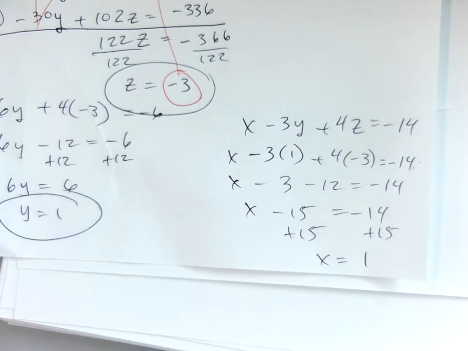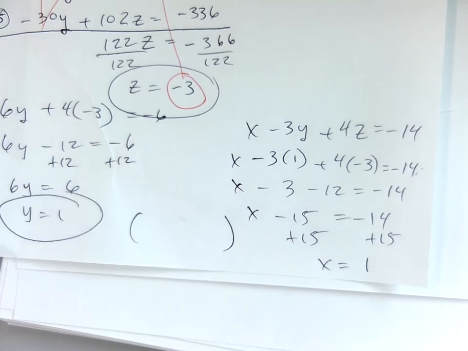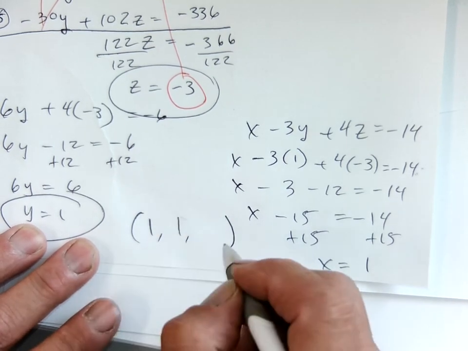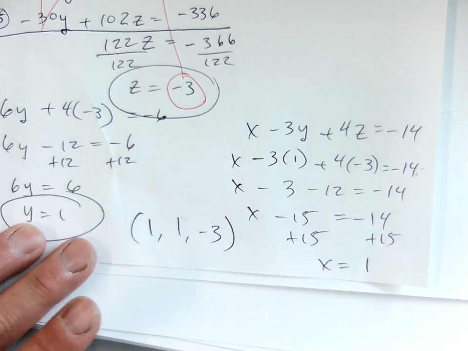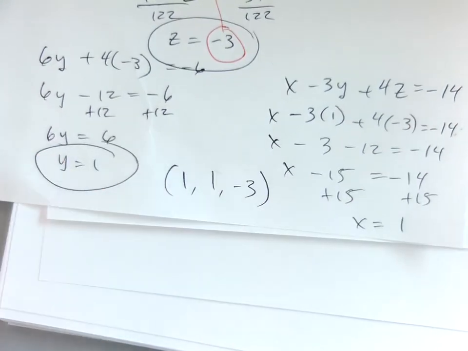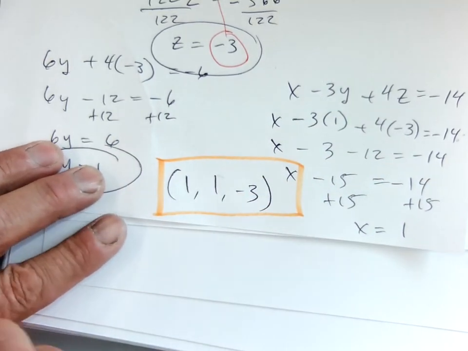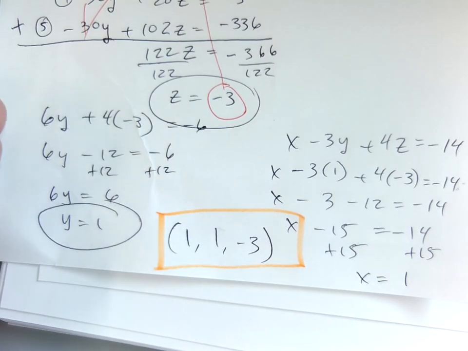Now, we got them. Our answer as a point in space, which we cannot graph because that'd be real hard, is (1, 1, -3). Wow. That was so easy, bro. Okay, so it's long, agreed?